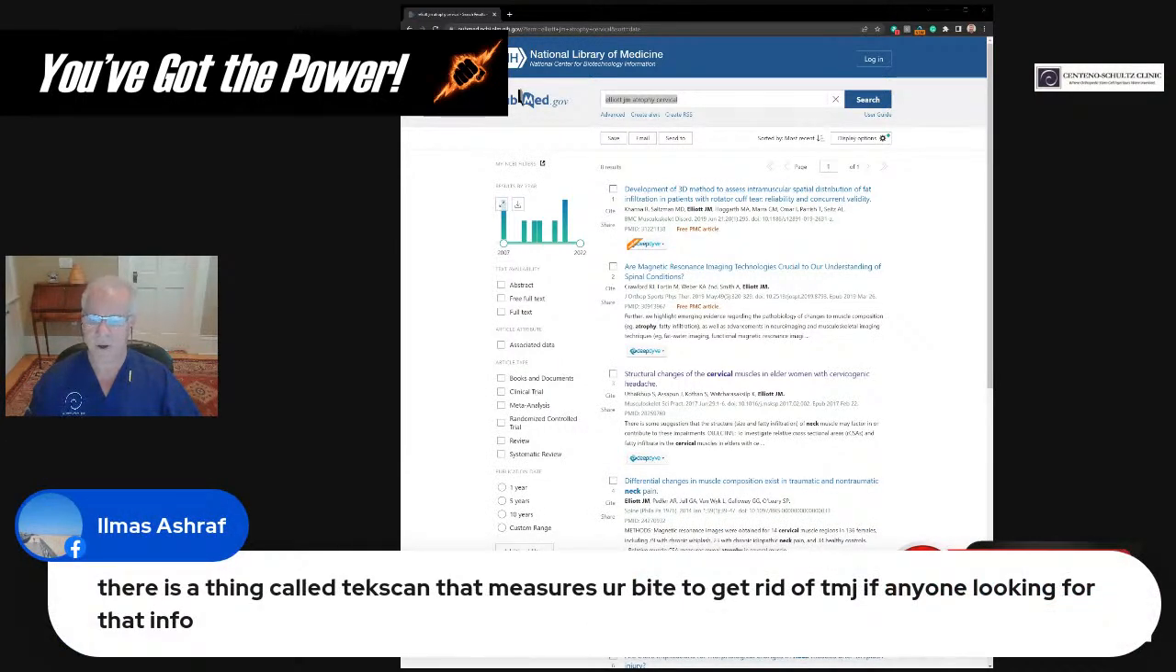Yamas, there's a thing called a TEC scan that measures your bite, to get rid of TMJ. Is anyone looking for that info? Thank you, Yamas.